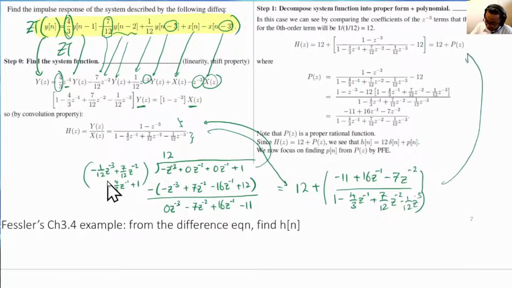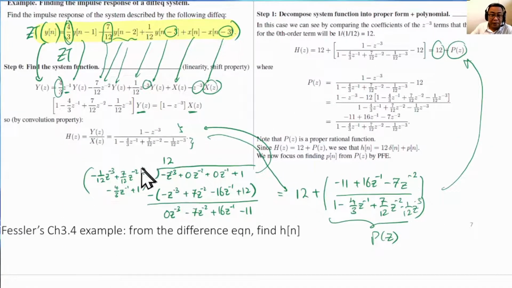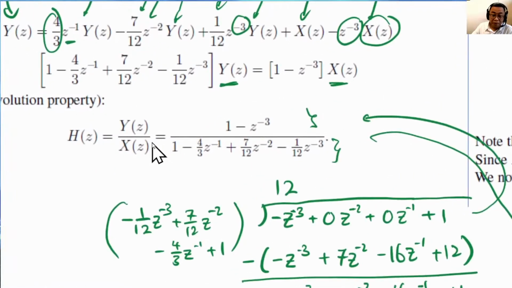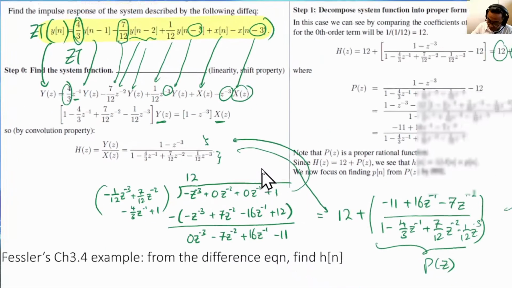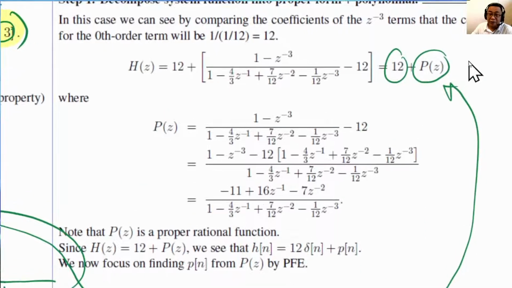So this is this equation over here, where this term is P of z. Again, the trick is first to recognize that we have an improper rational function. We use long division to get it into this form: a polynomial of z, in this case 12 z to the power of 0, and the proper rational function.